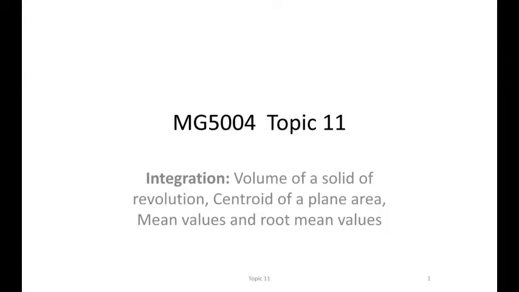What we're doing now is you've learned all the actual skills of integration. You've learned all the techniques that we need to know for the course. Now we're just going to use them in different ways that are applicable to engineering.